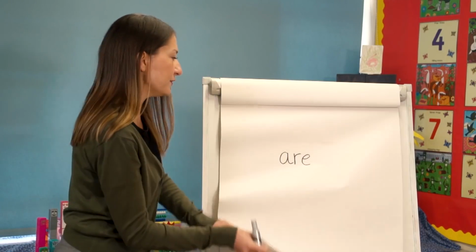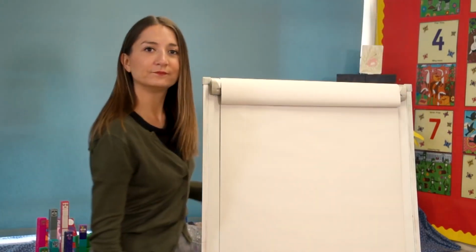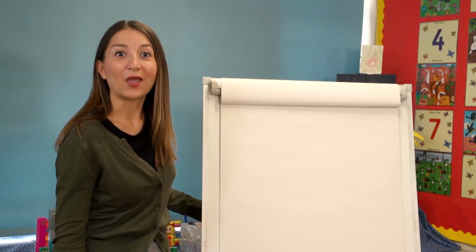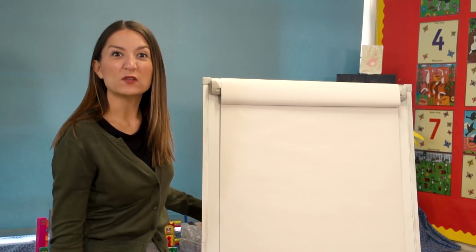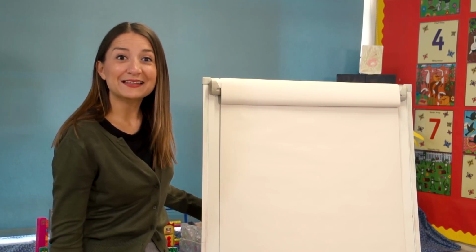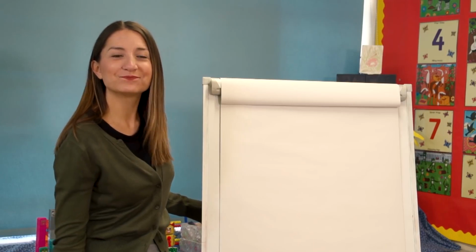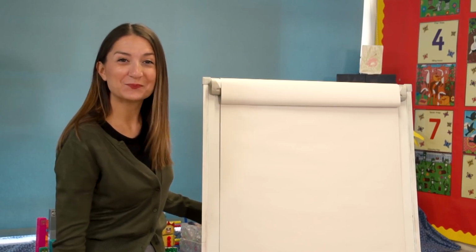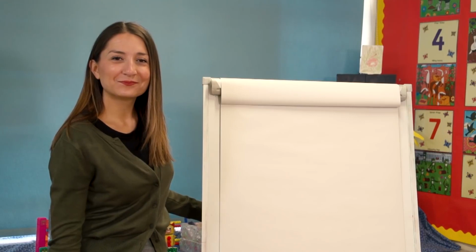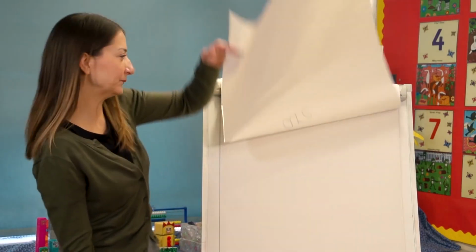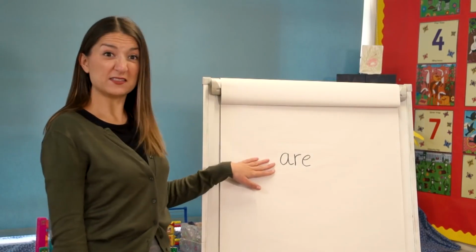Okay, now it's time for you to have a go. Say the word. Say the sounds. What's the tricky bit? The sound ar is written with the letters a, r, e. Write them down. It's just one sound again. Okay, let's check our spelling. Have a look. Do our words look the same?